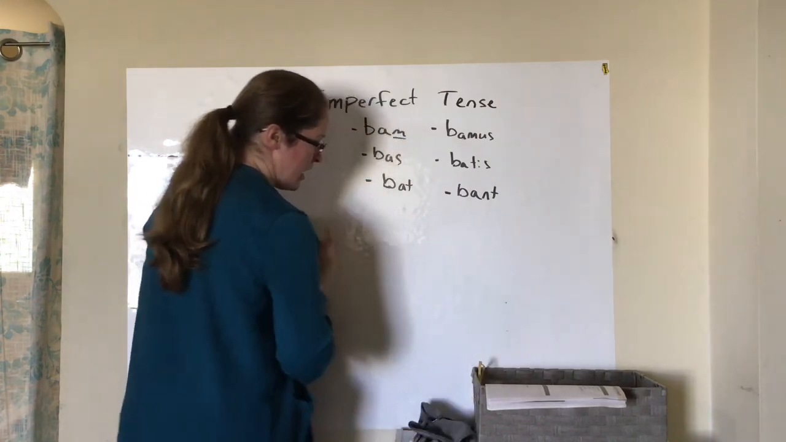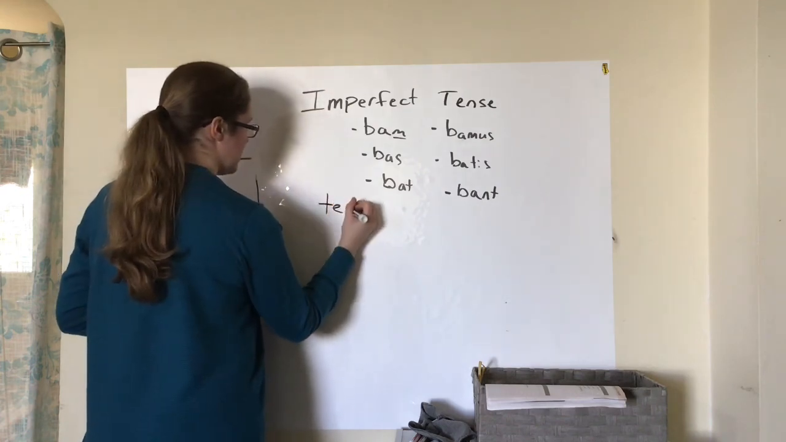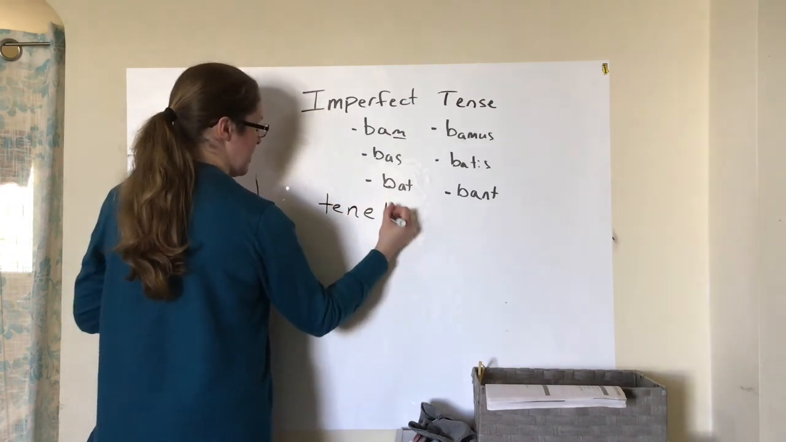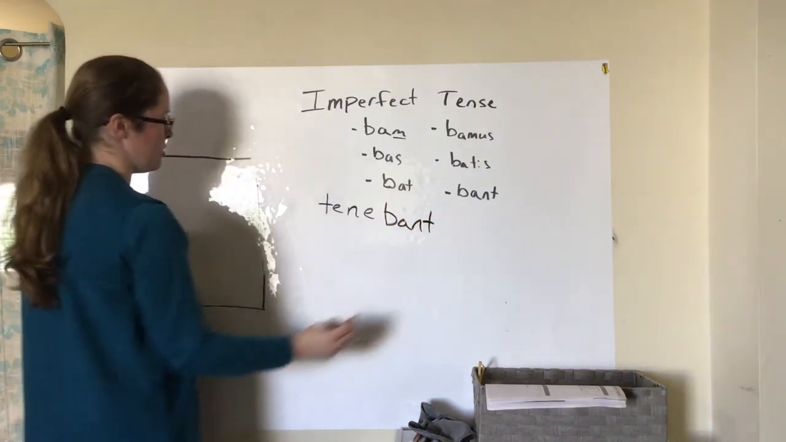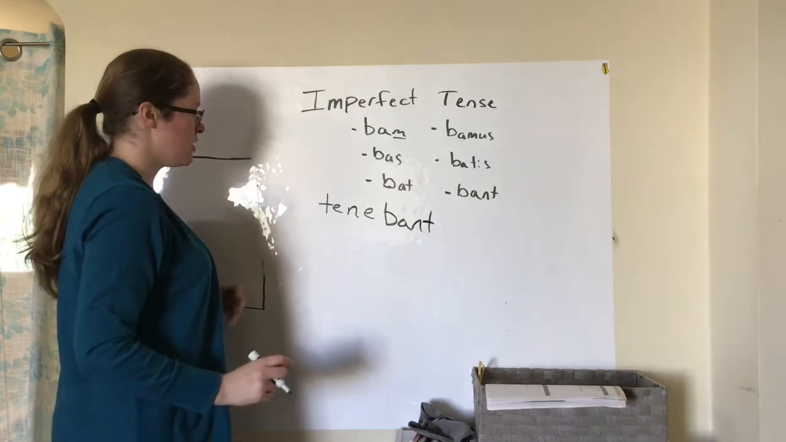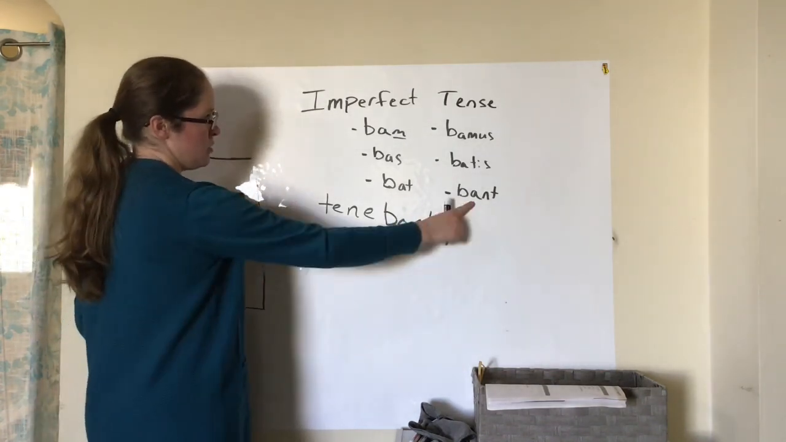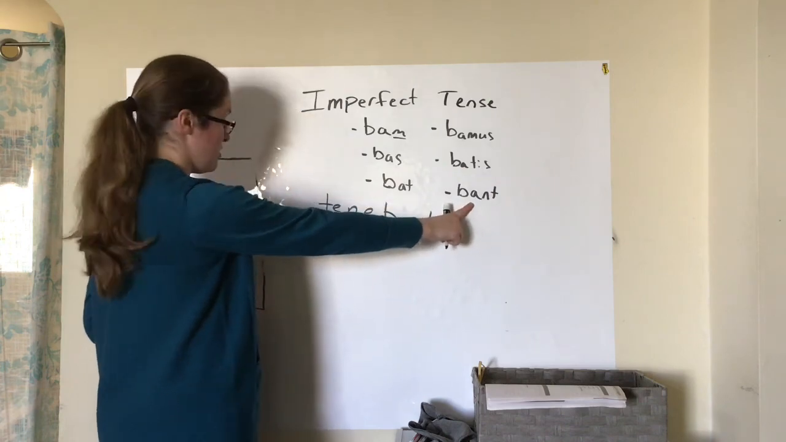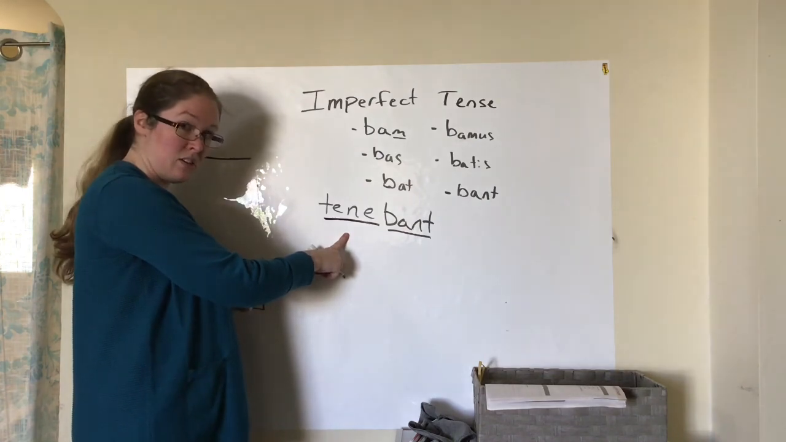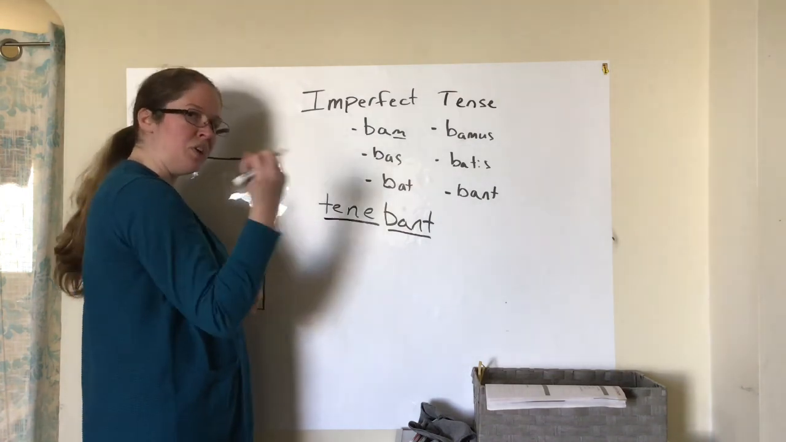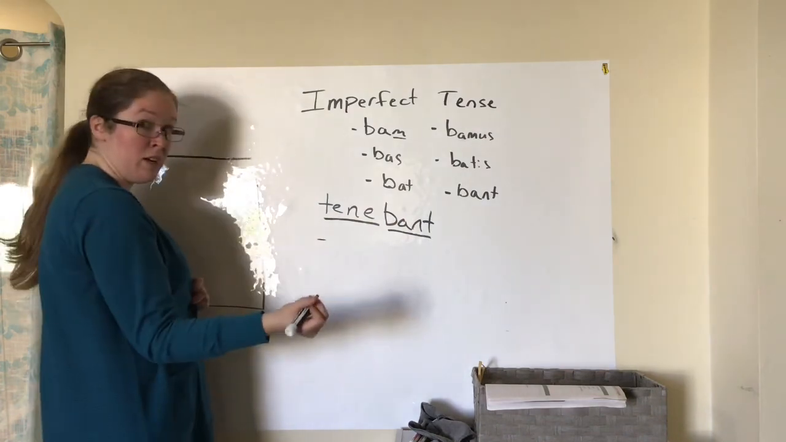So let's do tenebant. That should be one word. I know it kind of got spread out weird. Tenebant. All right, so first off, let's look at our ending. What's our subject? Right here, that's going to be they. And then tene is, it's from chapter 14, hold, to hold on to something. Okay, so tenebant, first option for imperfect tense.